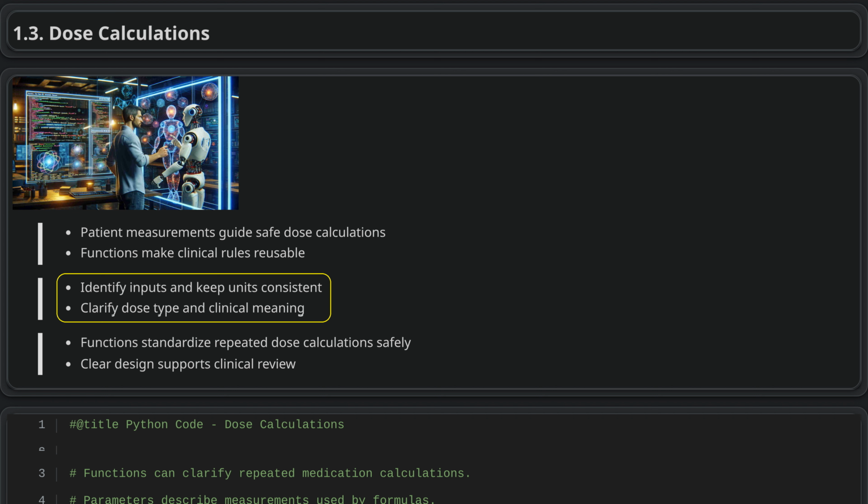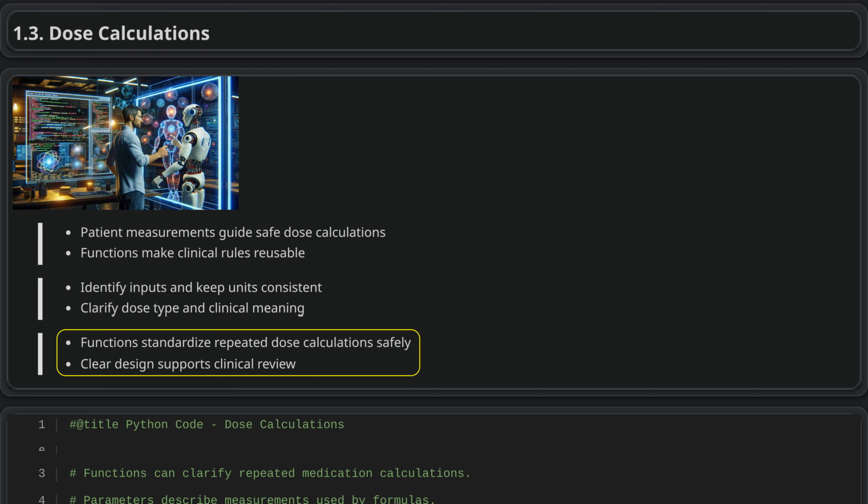Focusing each function on one clinical task helps learners understand the needed inputs, the expected output, and how to use the result safely. Dose calculation functions show how basic arithmetic becomes reliable clinical software.